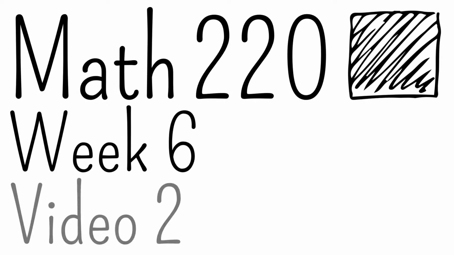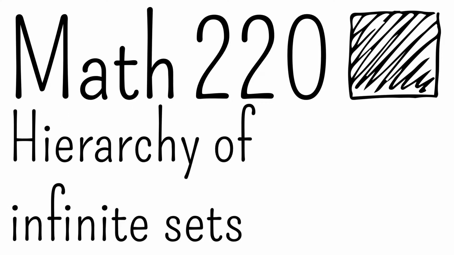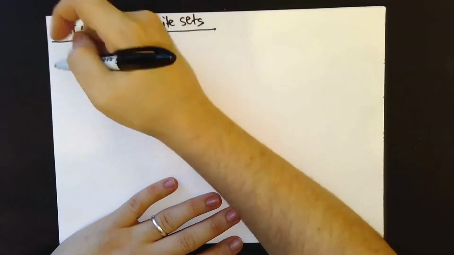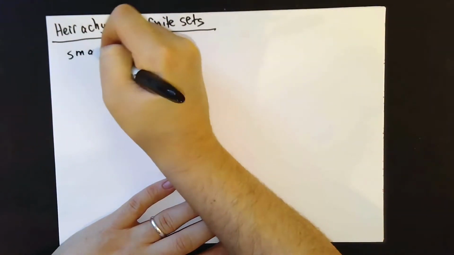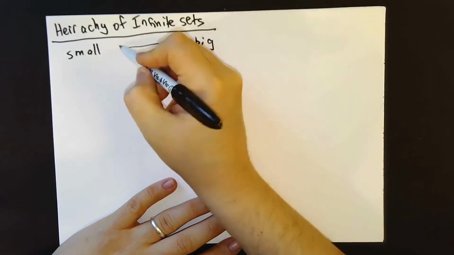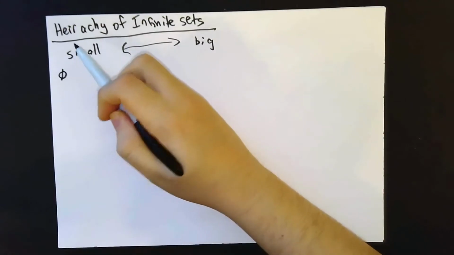Welcome back, everyone. Today we're going to continue our discussion of infinite sets. I'll begin by outlining what I call the hierarchy of infinite sets. My goal here is to start at this end, where I'll start with the smallest sets. So this side will be small, this side will be big. And so the very smallest set is the empty set. That's the smallest a set can get.